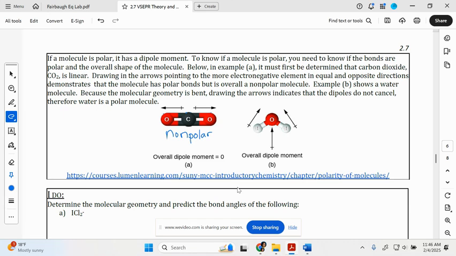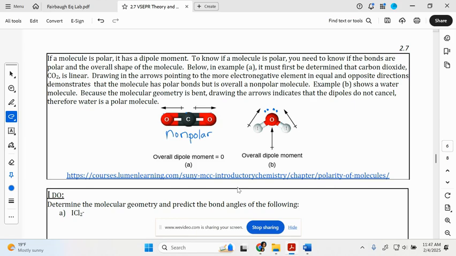Another thing that can happen, and this is a dead giveaway to if you have a polar molecule or not: if you have lone pairs of electrons on that central atom, it is polar. You don't need to think any further. You don't need to give it any more consideration beyond that. If there are lone pairs of electrons on the central atom, it is polar. Write polar down and walk away.